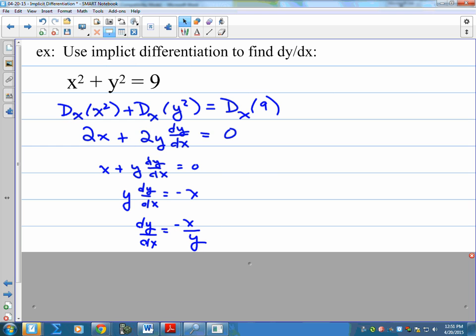Now, this is the first time you've seen a derivative that still has a y in it. That really means that if we want to calculate the slope of the tangent, we would need both the x and the y coordinate of the point of tangency to do that. And in class, we'll look at some examples of how we would deal with that.